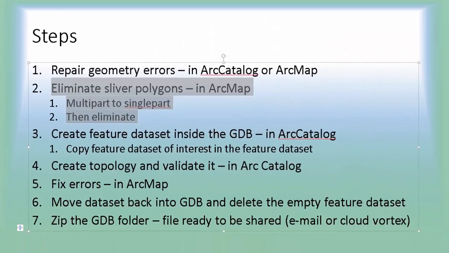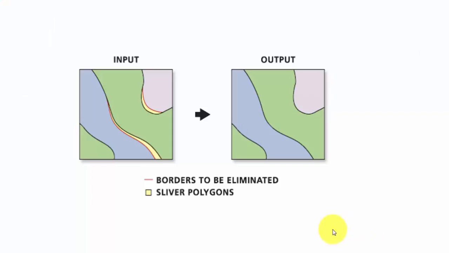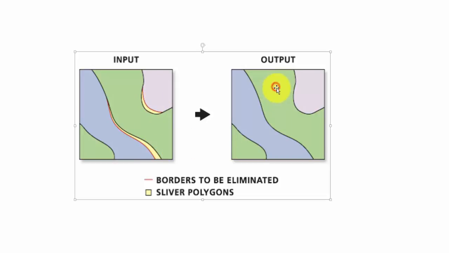Next step is to eliminate any sliver polygons. Sliver polygons are very tiny polygons, as shown in this image in the yellow, which occur between larger polygons. For example, if this is an input dataset, the geoprocessing tool will eliminate these yellow polygons and the result will be in the output here.